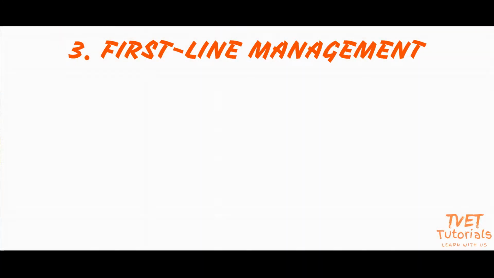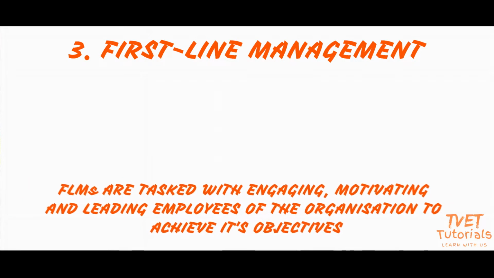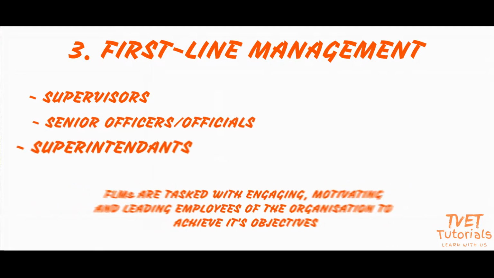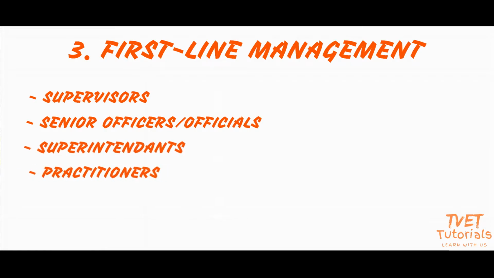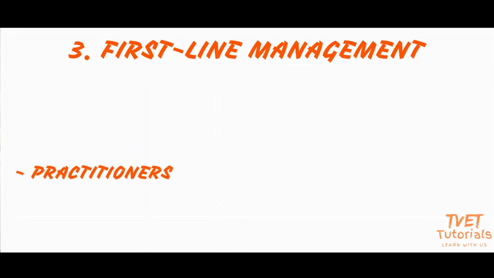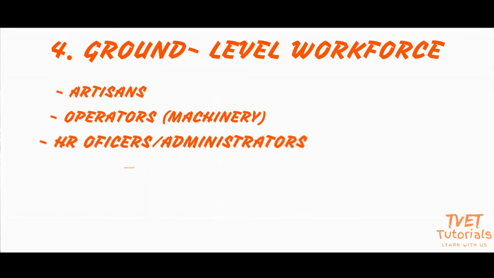Okay. And then you have the next level, which is your first line management or lower management. Your first line management, this is the type of management that has direct contact with the employees on the ground, being your supervisors, your senior officers, and stuff like that. Okay, so this is where you would find those groups of rankings. You would normally find them on the first line management. Okay, and then you have the next level, which is your employees on the ground. This is where you find your artisans, your operators, your HR officers, so on and so forth.